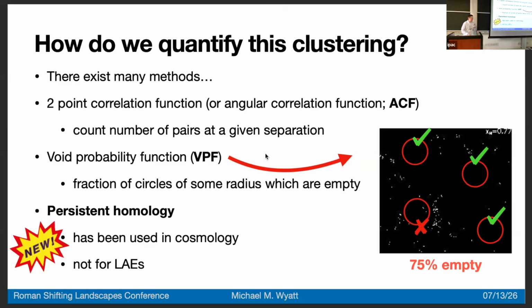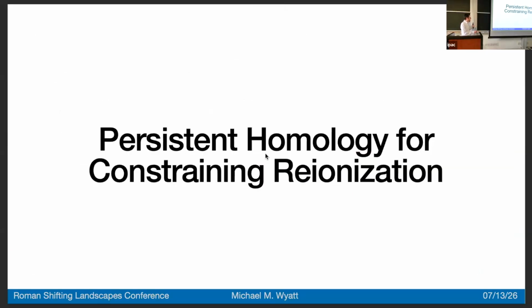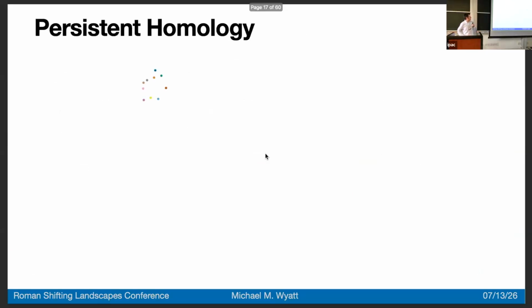And then, of course, there's persistent homology, which is the new strategy that I'm proposing, though it has been used in cosmology in the past, though as far as we're aware, not for Lyman alpha emitters. So I'd like to talk about what the heck this persistent homology actually is. And before I get into this, I'd like to just start by saying that this is really quite a deep mathematical topic that's used in topological data analysis.